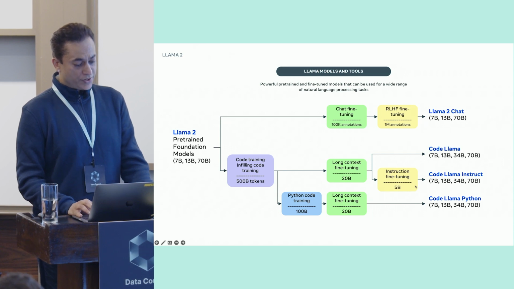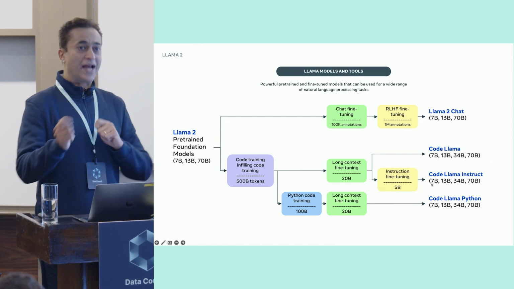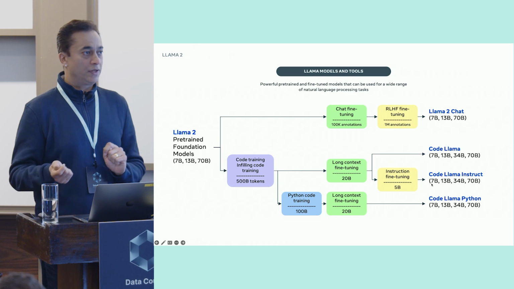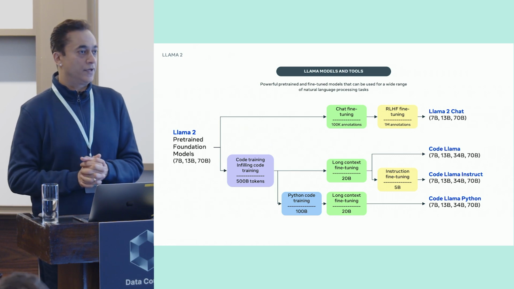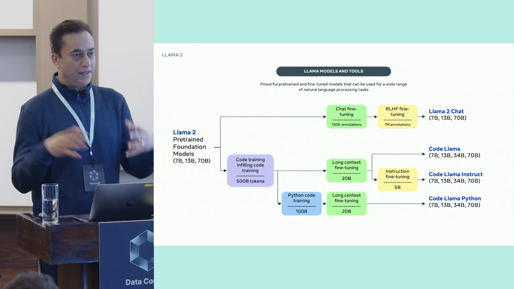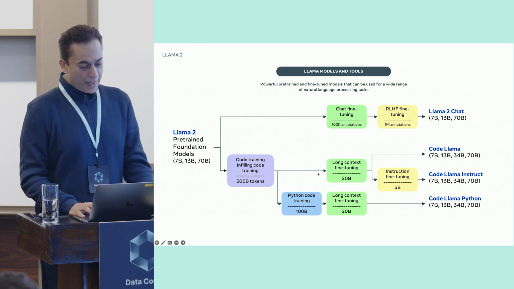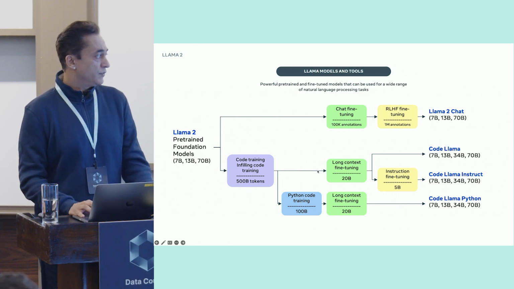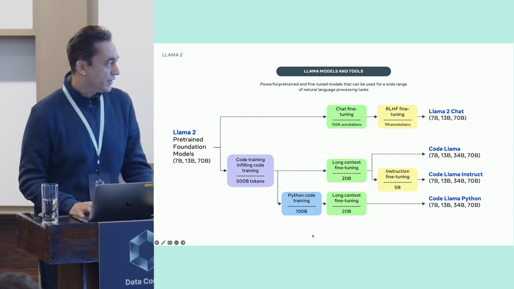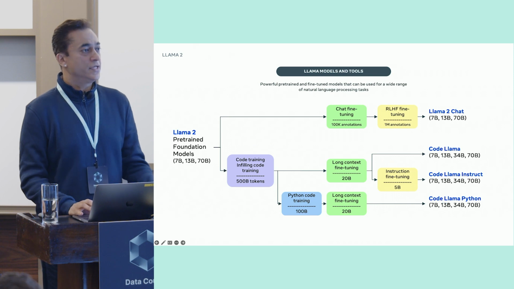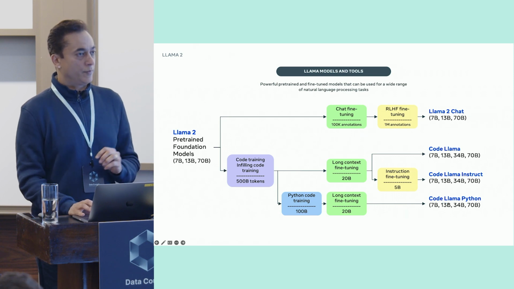We also did instruction fine-tuning so that you can chat with Code Llama models in a natural way. You can ask, like, hey, generate this particular piece of code for Fibonacci series, and then it will generate this code. And because Python is such a popular language, we actually fine-tuned it further with Python code training with 100 billion tokens, and then you have a specialized Code Llama for Python.